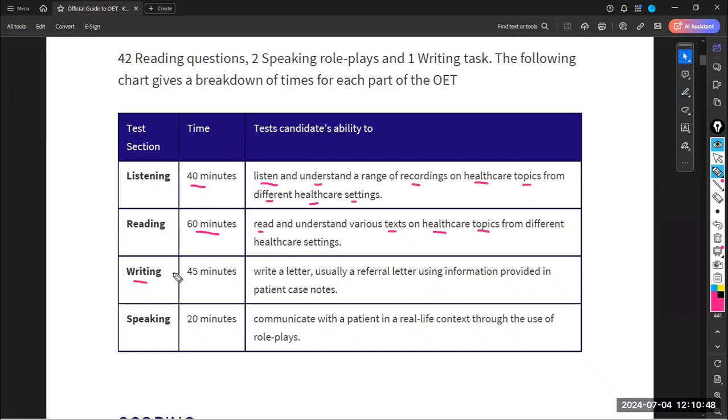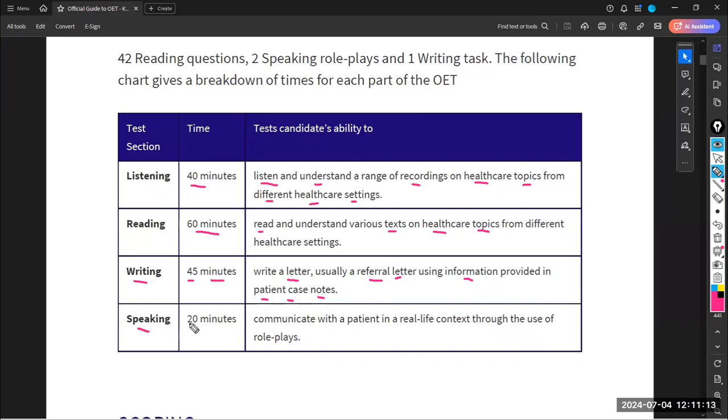This is about writing. You have to spend 45 minutes to write. And as I told you, you have to write a letter. This letter is usually a referral letter using information provided in patient case notes. It's about sick people, it's about patients. So this is the letter that you have to write about.